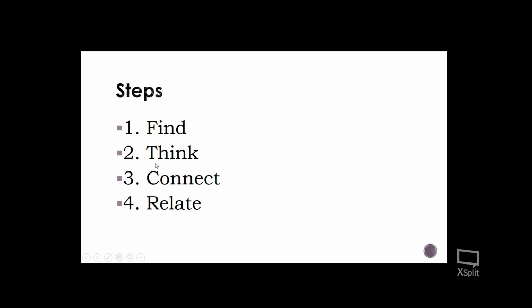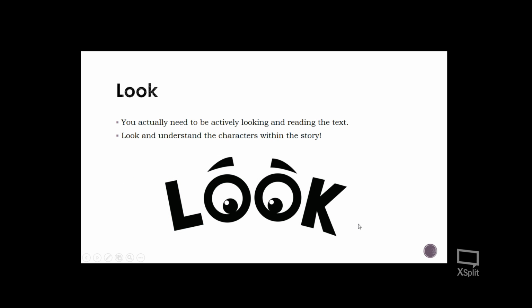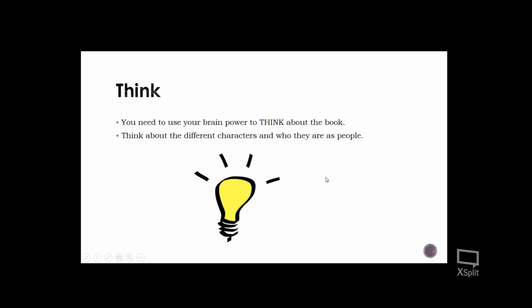Okay, so here are the different steps. Just 4 of them. Find, think, connect, and relate. So you actually need to look. You need to be actively looking and reading the text. You need to look and understand the characters within the story. Then you need to think. You need to use your brain power here to think about the book or the story or the poem, whatever you choose. And you need to think about the different characters and who they are as people.